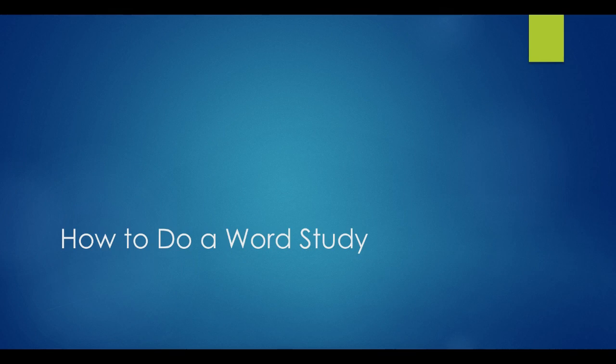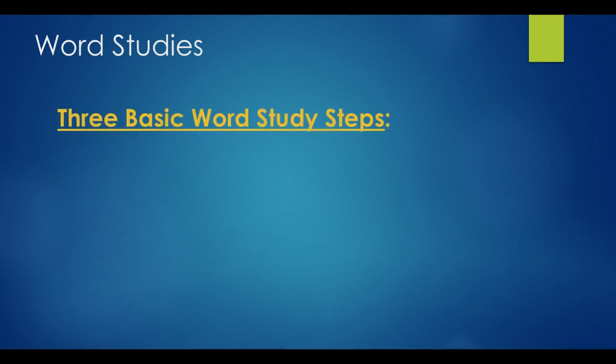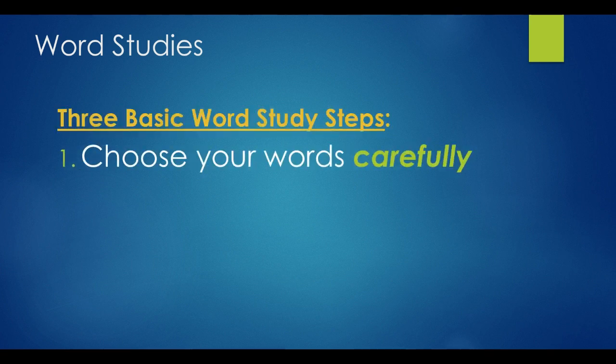Today we're talking about how to do a word study, and we're going to be looking at that in a series of steps. When it comes to doing word studies, there are really three basic steps to the process. Number one, you need to choose the word carefully. Honestly, we don't have time every week to do every word that's in a passage. So there is a system of thinking through which word that you want to choose.